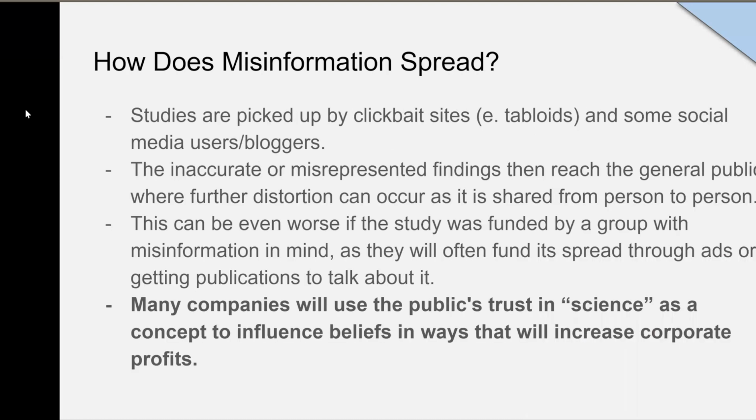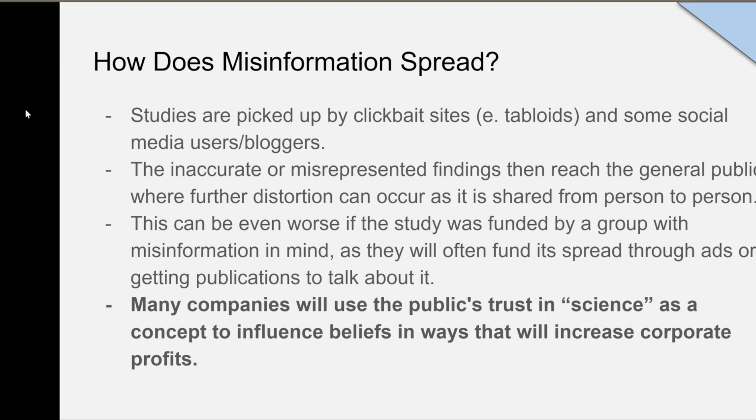All right. So, how does misinformation spread? Studies can be picked up by clickbait sites, for example, tabloids, and some social media users and bloggers. And then the inaccurate or misrepresented findings can reach the general public, where further distortion can occur as it is shared from person to person.